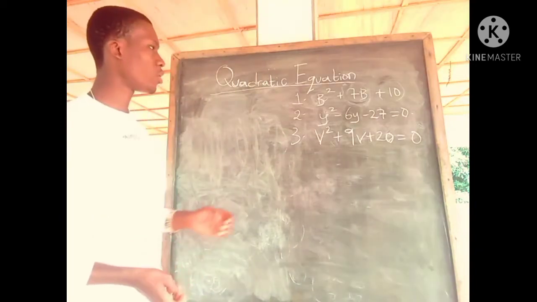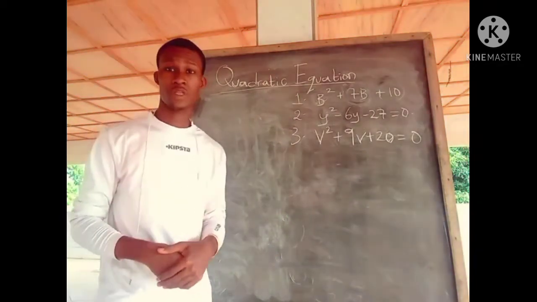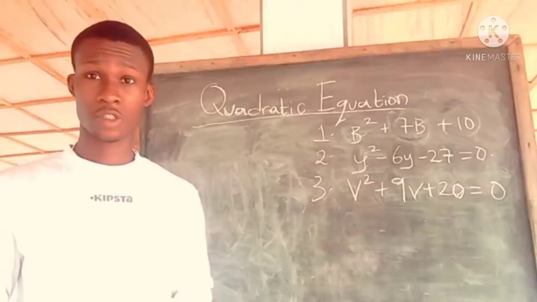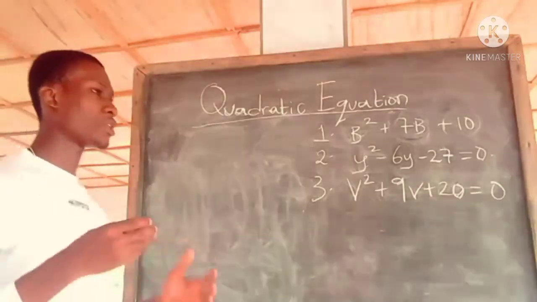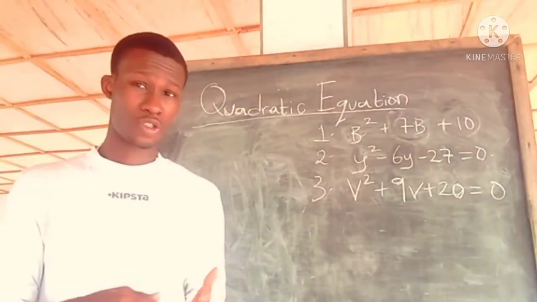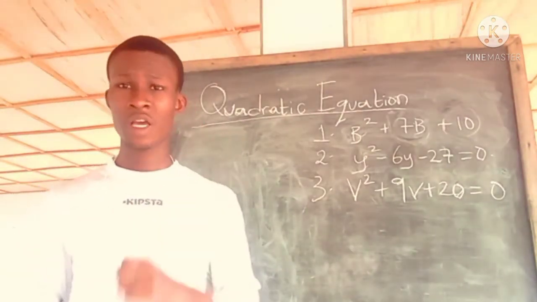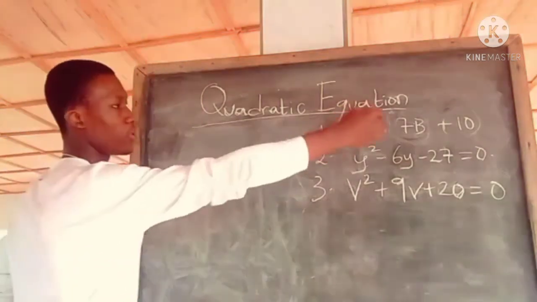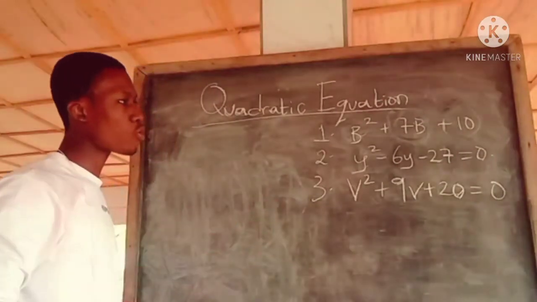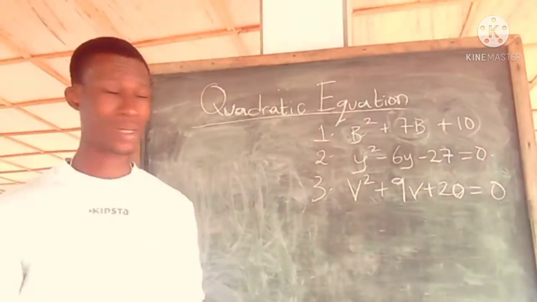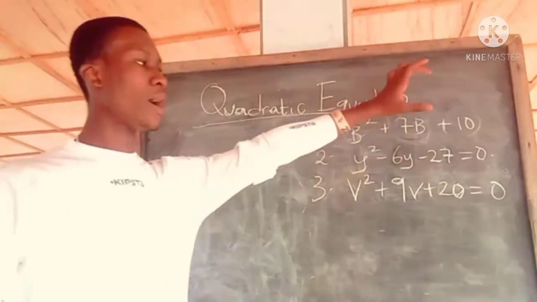Now you can see on this board we have b squared plus 7b plus 10 as our first quadratic equation. There's one thing I will need to make you understand whenever you're trying to use the factorization method to solve this, because this has really been a thorn in a lot of students' flesh. We have b squared plus 7b plus 10. Whenever a question like this is given to you, the thing that your mind should first of all look at is the one at the middle and the one at the end.